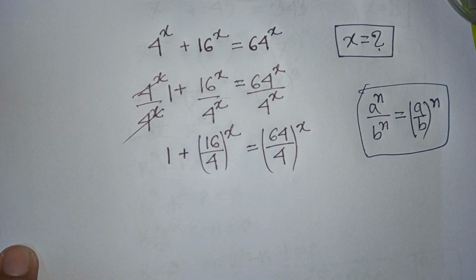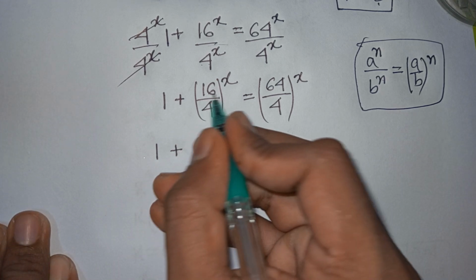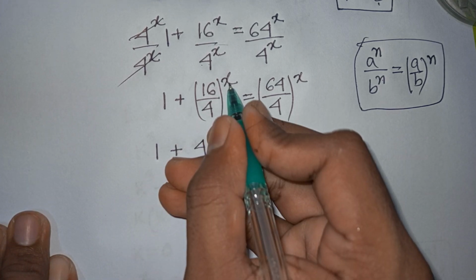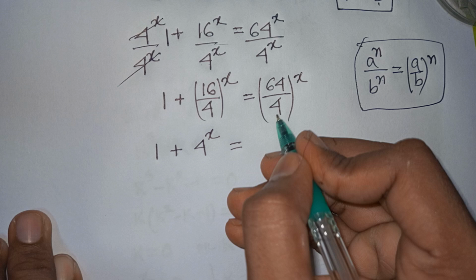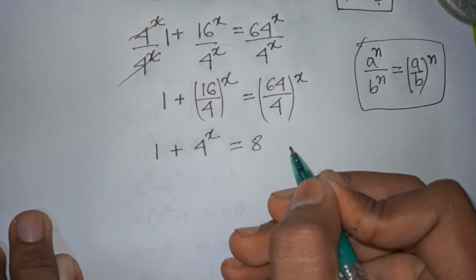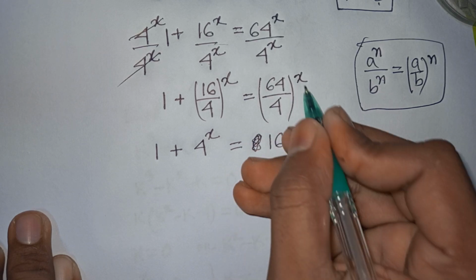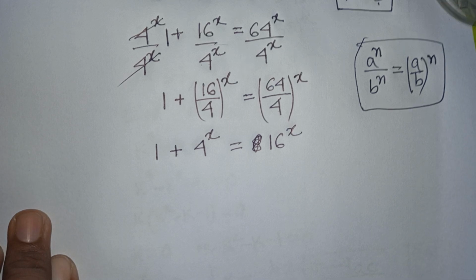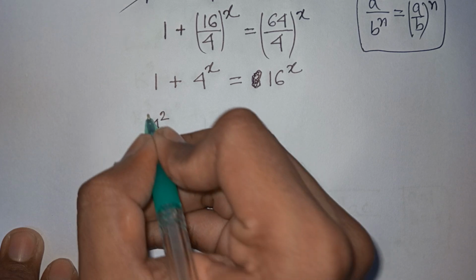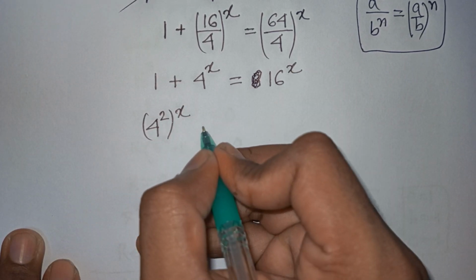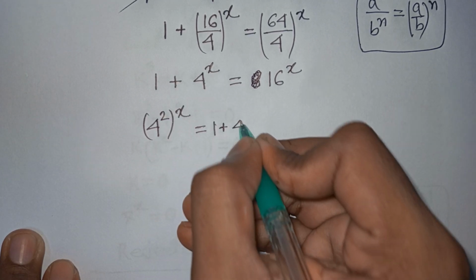In the next step we have 1 plus 16 divided by 4, that means it will be 4 power x is equal to 64 divided by 4, that means it will be 16 power x. In the next step we have 16 power x is the same as 4 power 2, bracket, power x, is equal to 1 plus 4 power x.